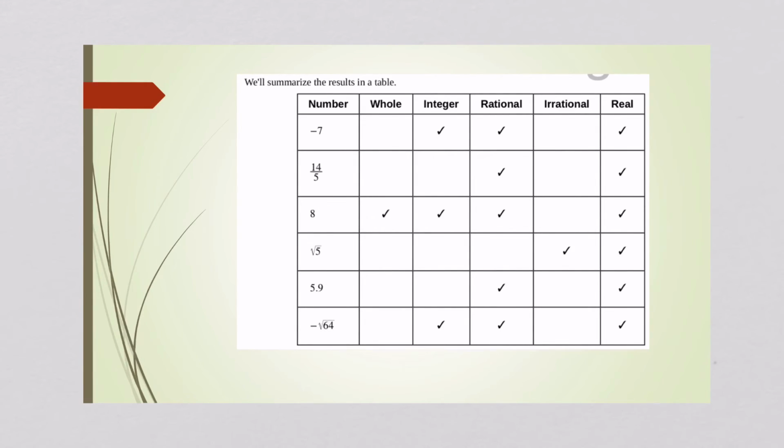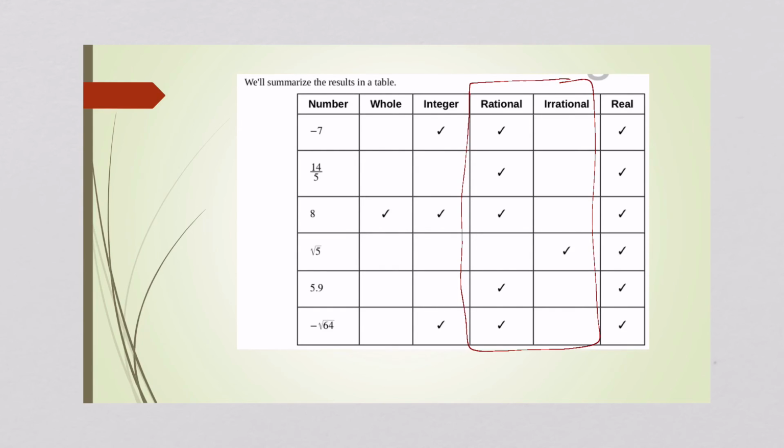Okay, so take a look at this table. So -7 is not a whole number because it's negative. Whole numbers include the positives and 0. It is an integer because it doesn't have a decimal and it is negative. It's rational because we can write it as something over 1. It is not irrational. Notice how the rational column and irrational column, it's either one or the other. It can't be both. And it is a real number.